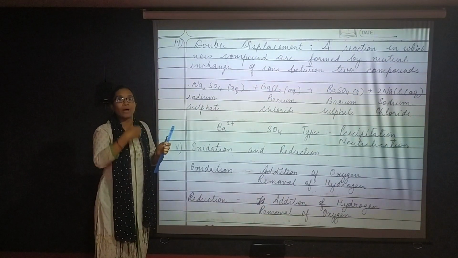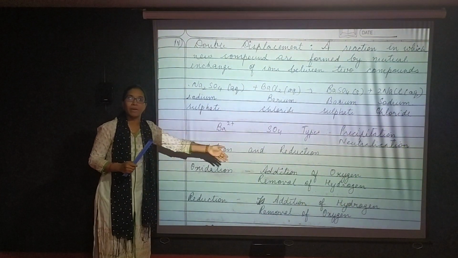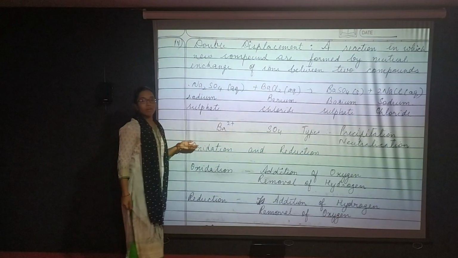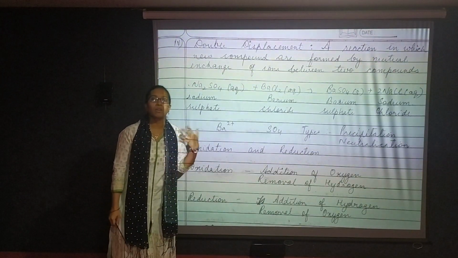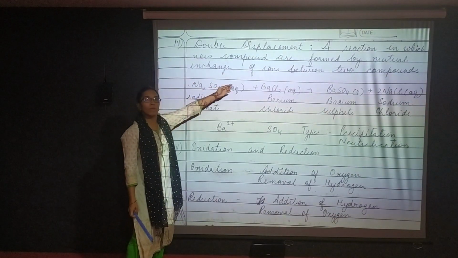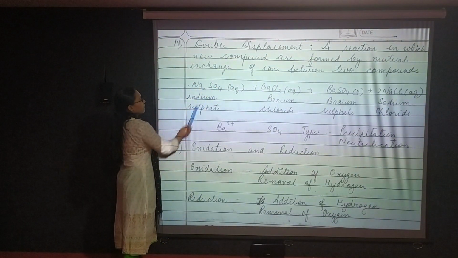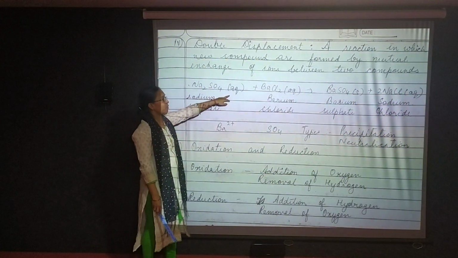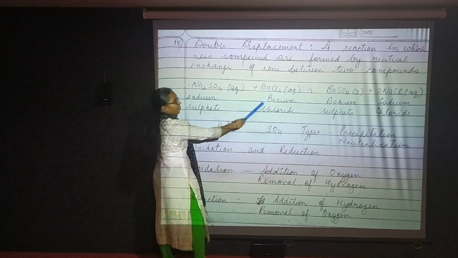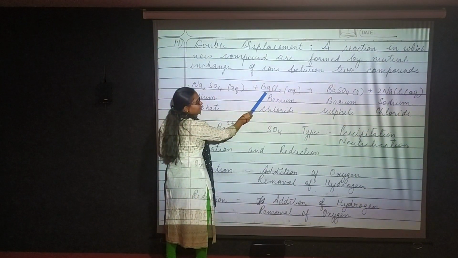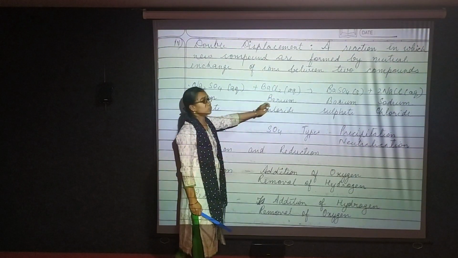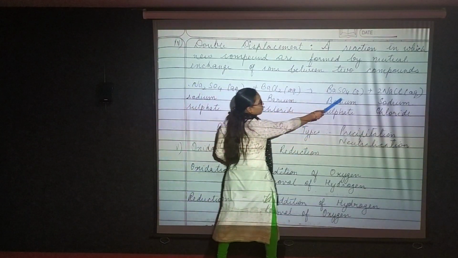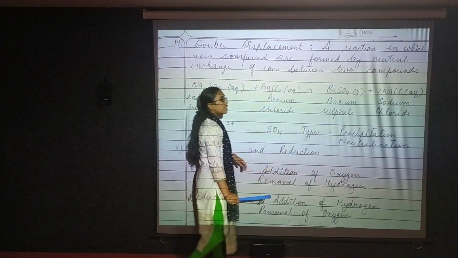So according to the valence electrons, when it combines with some other element, there will be exchange of ions. And what is an ion? Whenever an atom loses or gains an electron, it will be converted into an ion. Sodium sulfate, Na2SO4, which is an aqueous solution, when it combines with barium chloride, BaCl2, again an aqueous solution, you will get barium sulfate, BaSO4, plus NaCl, that is sodium chloride.